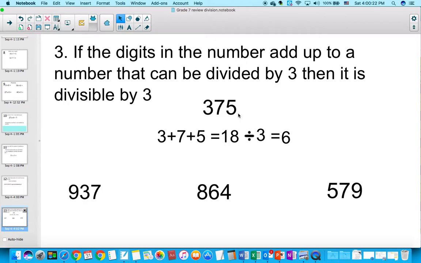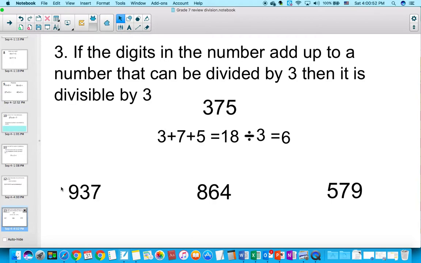That's weird, I know, but it does work. So let's take a look at this guy. 937. Okay, so let's add up the numbers. We have 7, we have 3, we add up 7 and 3, that's 10. And then we add up the 9. So 9 plus 3 plus 9 plus 7 plus 3 would give us 19. Is 19 divisible by 3? No, right? So then if 19 can't be divided by 3, then 937 cannot be divided by 3.